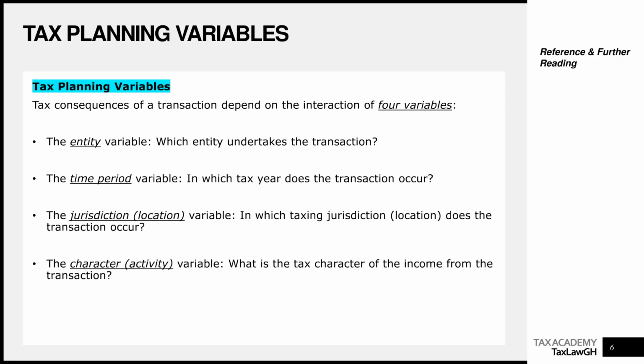Here we are asking, in which taxing jurisdiction or location does a transaction occur? From the perspective of local Ghanaian income tax, what you need to know is that here we are talking about location within Ghana. So when it comes to a particular income item, is it earned in location A or location B? As you find out very shortly in this video series, it is possible to pay different amounts of income just because one business entity is located 10 kilometers from another. Same country, just 10 kilometers apart.